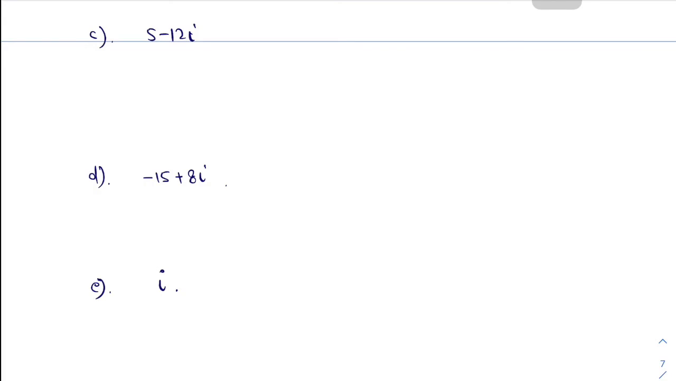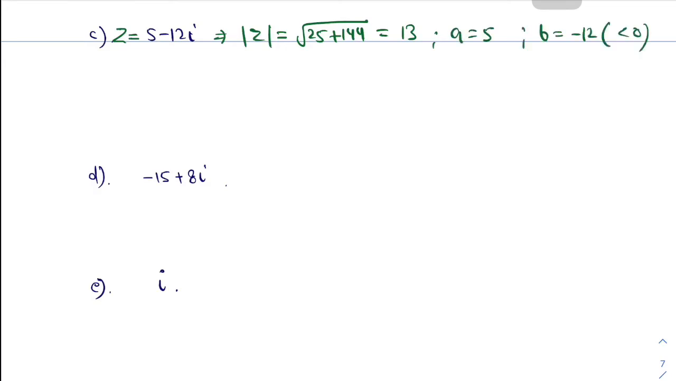Okay, let us say complex number z is 5 minus 12 iota. Let us do one more example. Mod of z will be root over 25 plus 144, it will be 13. Okay, what is a? It's 5. What is b? It's minus 12, which is negative.